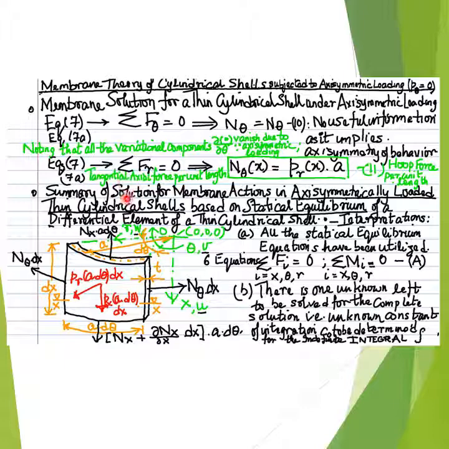Hence, summarizing the solution of the membrane actions determined by the application of the statical equilibrium equations by implementing the thin shell assumption as well as the axisymmetry assumption, the membrane solution of the thin cylindrical shell subjected to axisymmetric loading can be interpreted as follows.